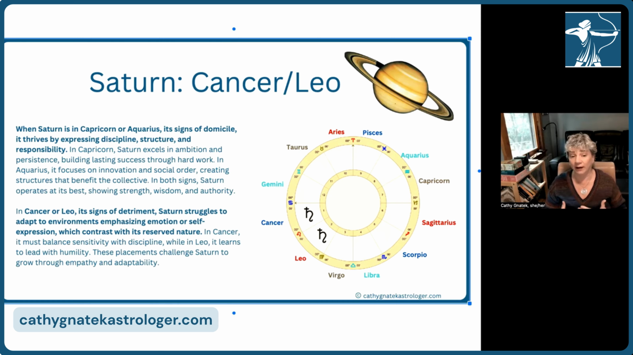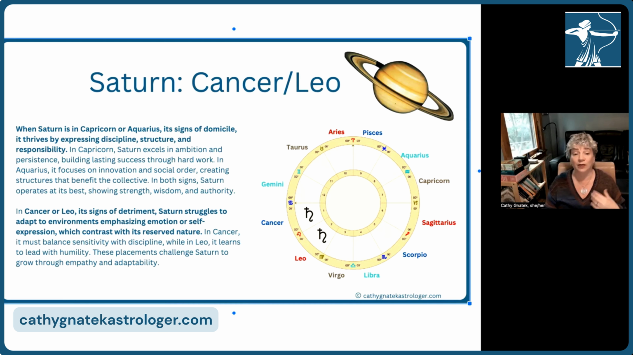And then in Aquarius, Saturn focuses on innovation and social order, using that boundary idea of what Saturn energy is to create structures that benefit the collective. Aquarius is very much a sign that's about the greater good of humanity. In both signs, Saturn operates at its best, showing strength, wisdom, and authority.